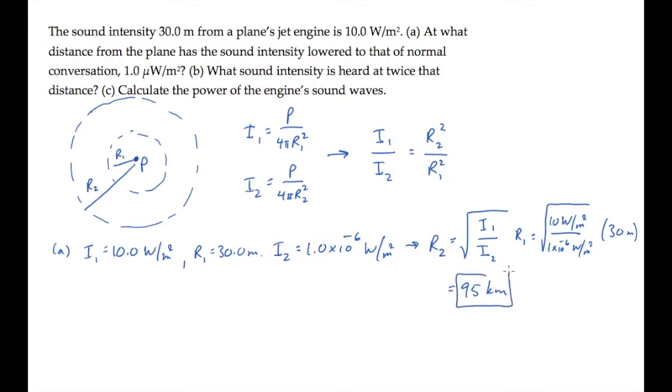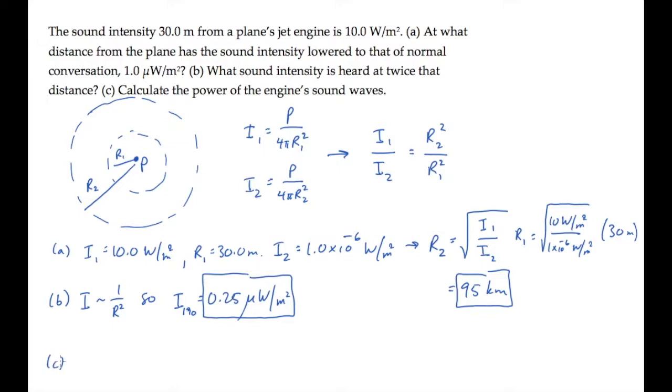In part B, we're asked to calculate the sound intensity at twice that distance. The intensity goes as 1 over r squared, so if you double the distance, the intensity is decreased by a factor of 2 squared, by a factor of 4. So at twice 95 kilometers, at 190 kilometers from the engine, the intensity is 1/4 of its value at 95 kilometers, 0.25 microwatts per square meter.